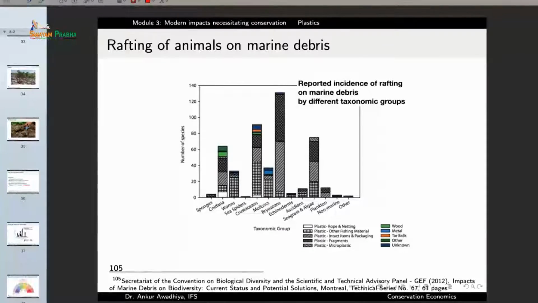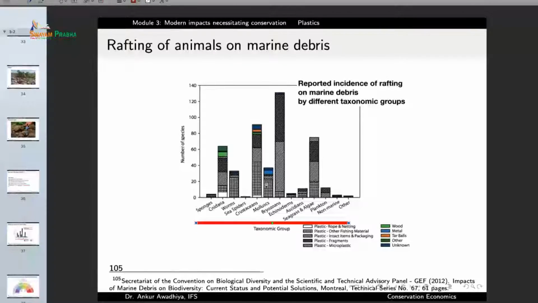This paper showed us the incidence of rafting on marine debris by different taxonomic groups. And one thing is that you can find that different kinds of organisms are using plastics: sponges, cnidarians, worms, sea spiders, crustaceans, mollusks, bryozoans. So many different kinds of organisms are making use of plastics, and they are using quite different varieties of plastics: ropes and nettings, fishing materials, intact items, packaging, fragments, microplastics.